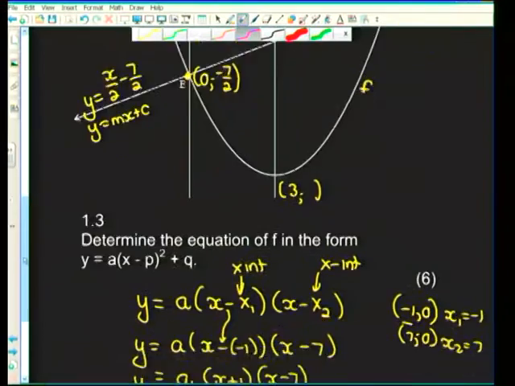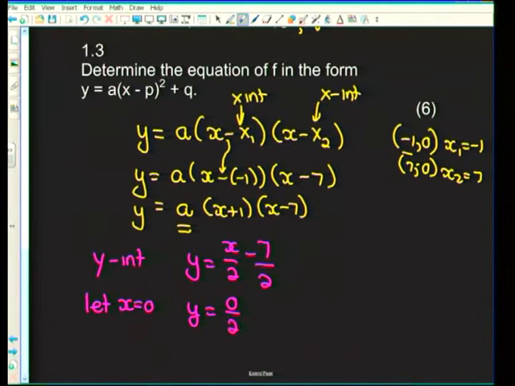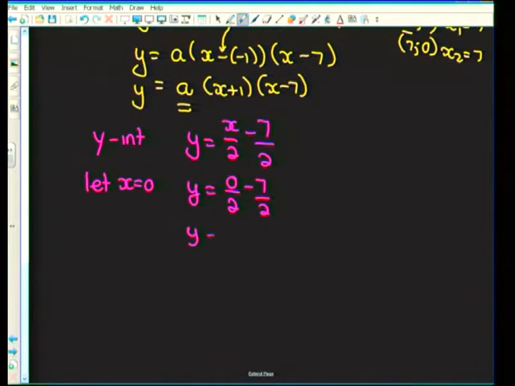Right, so let's choose another color so that we can work it out. Now what we need is the y-intercept of y equals x over 2 minus 7 over 2. So for a y-intercept, we let x equal 0. So if x is 0, y is equal to 0 over 2 minus 7 over 2. Well, what do we know about 0 over anything? The answer is 0. And of course, that means your y is minus 7 over 2.